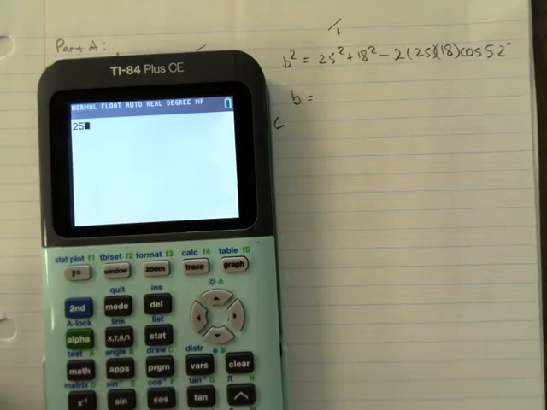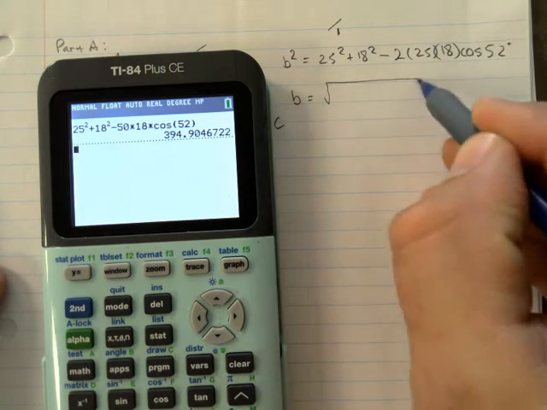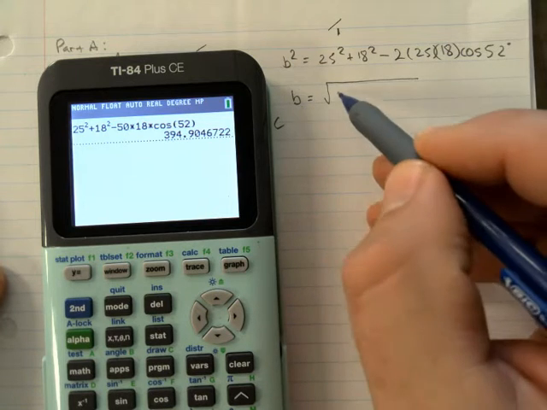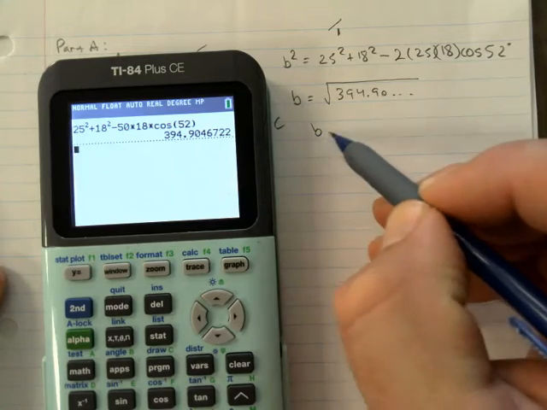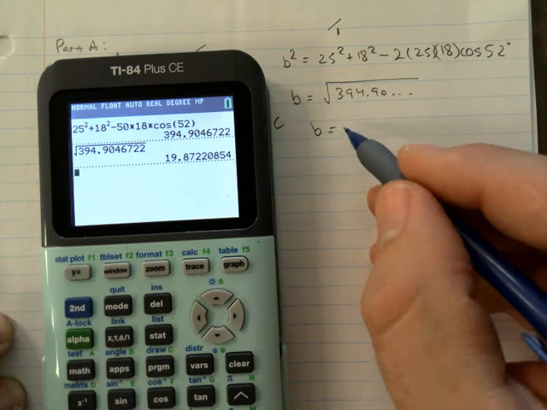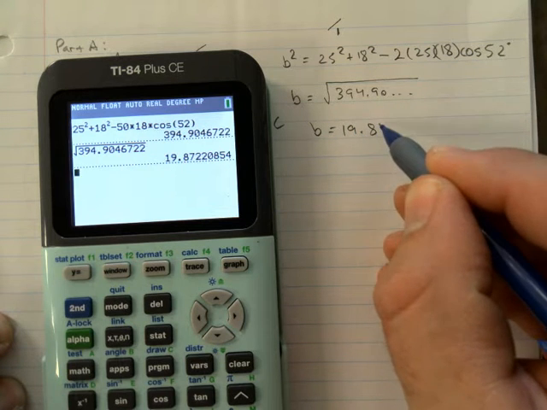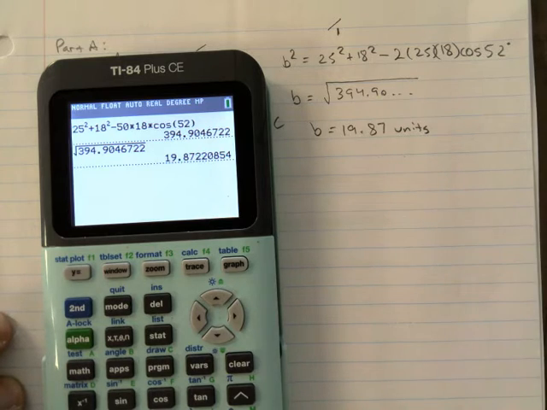So I need to do this because I couldn't find the key. Just bear with me. So that is, I need to take the root, right? Because B squared, if I want B, I need to take the root of all of that. And I go ahead and do that. Copy it into the root. You get 19.87. And we don't know what the units are, so we'll just put units down.